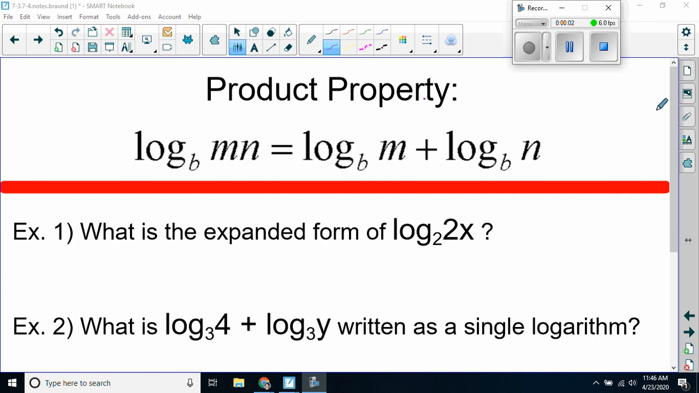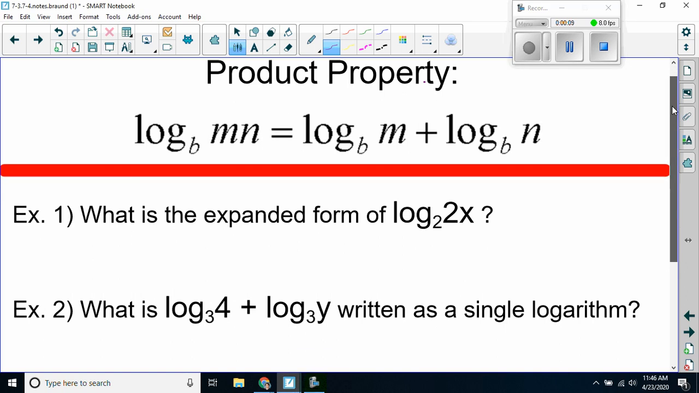Okay, so let's talk about the properties of logs, and you're going to need these to write a log as 1, like if there's 2 logs and you need to put it as 1 to solve it. Okay, so the first one is the product property.